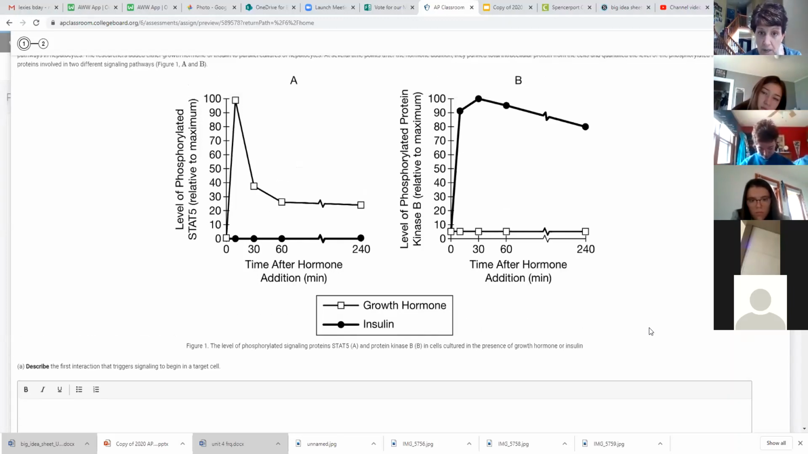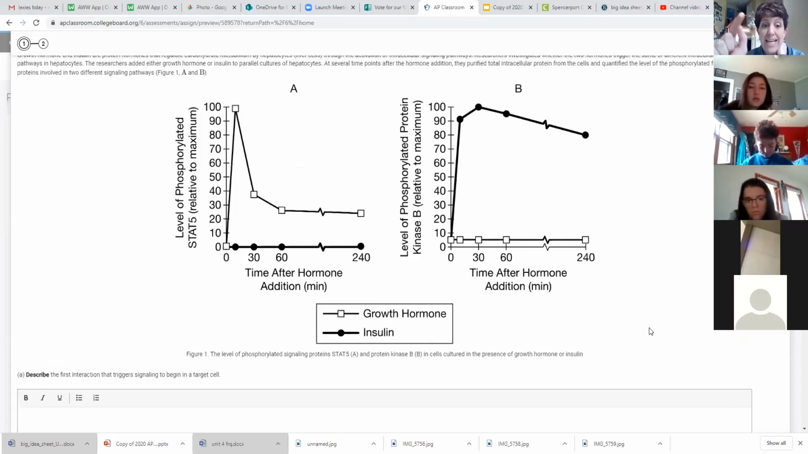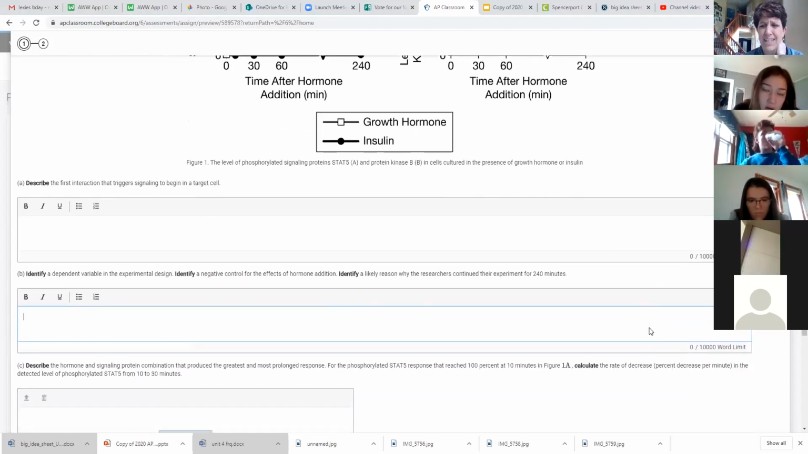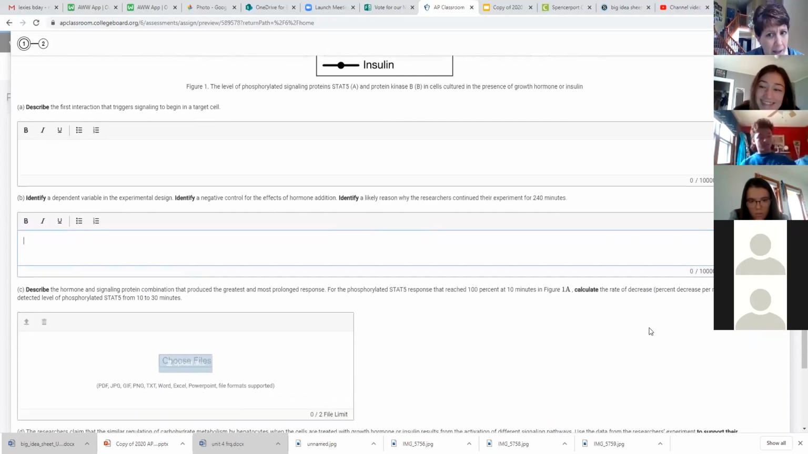So for this experiment, your negative control is measuring the level of these 2 proteins without the growth hormone or the insulin. No growth hormone, no insulin. All right.